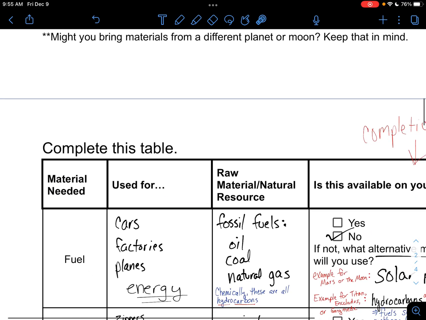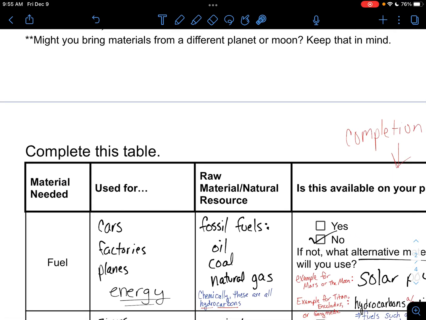The next couple of pages, how this is set up is I've listed several really important resources that we absolutely depend on here on Earth. Things you need to consider as you move to these other worlds is, do you have that available? And if not, then what are you going to do? Fuel, we need for energy.